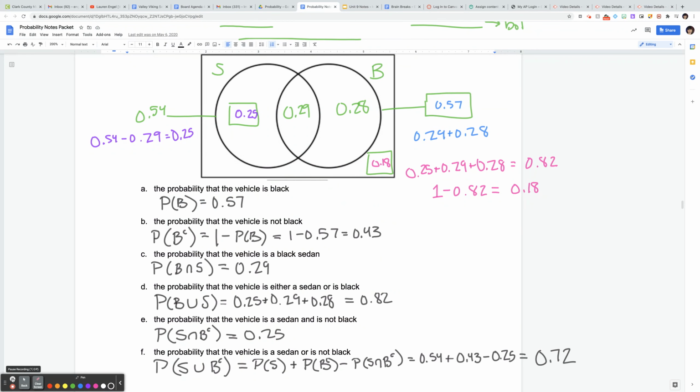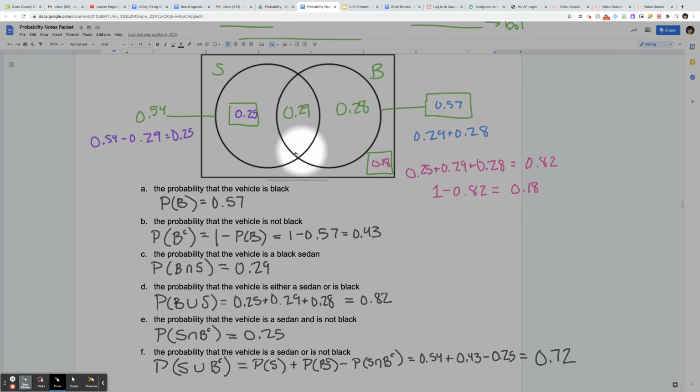Probability that a vehicle is a sedan and is also not black would be, right, it has to be in the sedan circle, but also not in the black circle. So that's this, the 0.25. Okay. And now this last one was probably a little tricky.